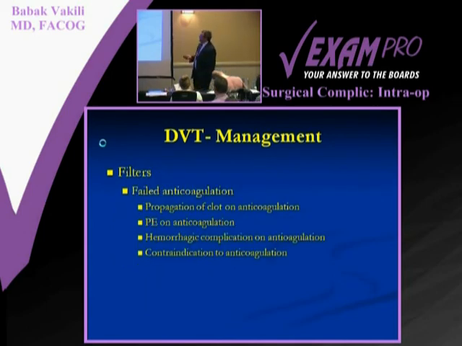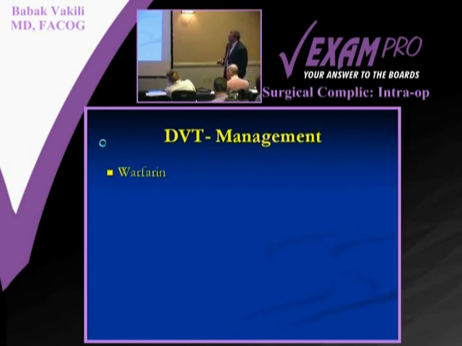All right, filters. The use of filters is really for failed anticoagulation. Filters are kind of a secondary backup method. People who propagate on anticoagulation, people who develop PEs on anticoagulation, and people who have a contraindication to anticoagulation get filters. And then there's Coumadin.